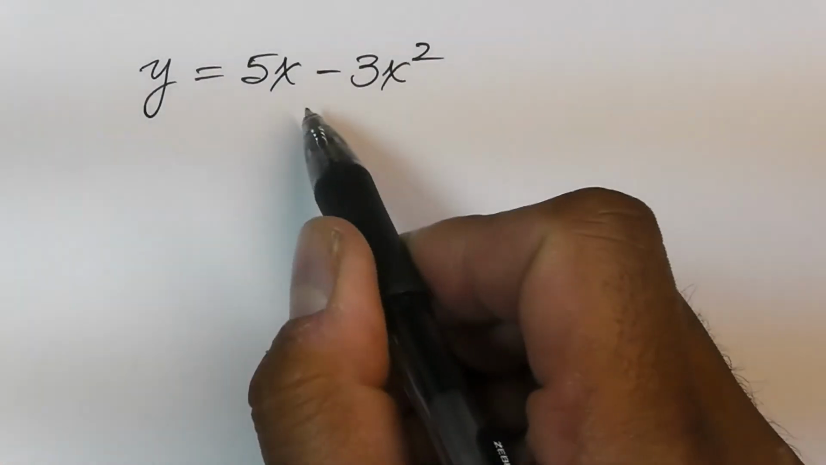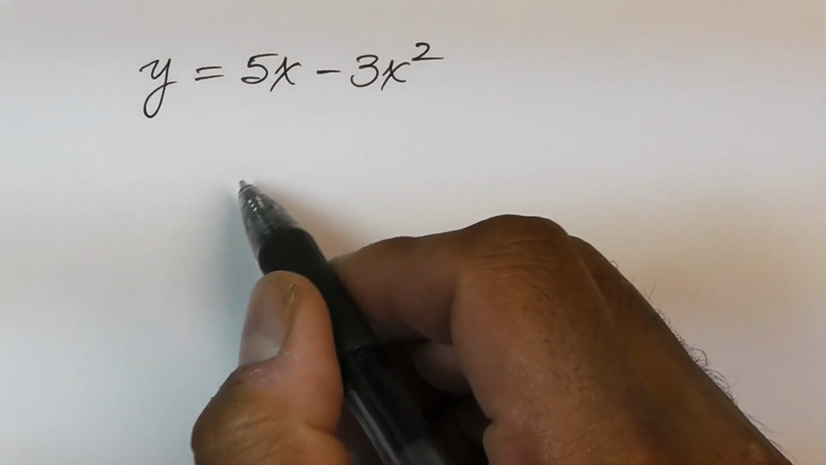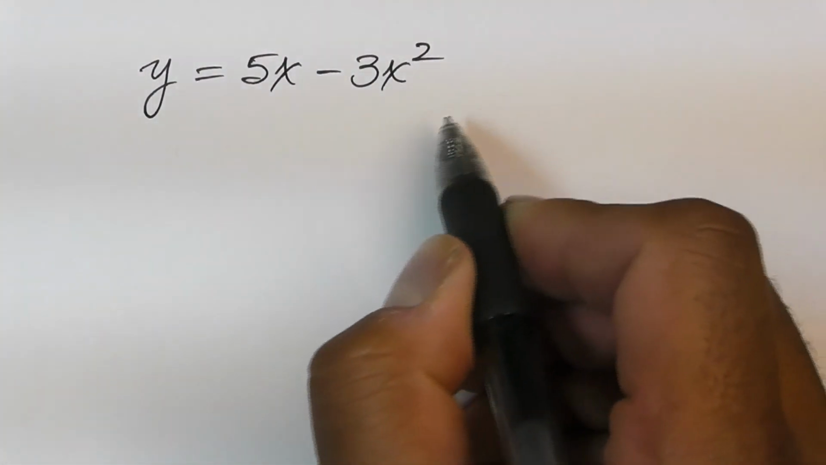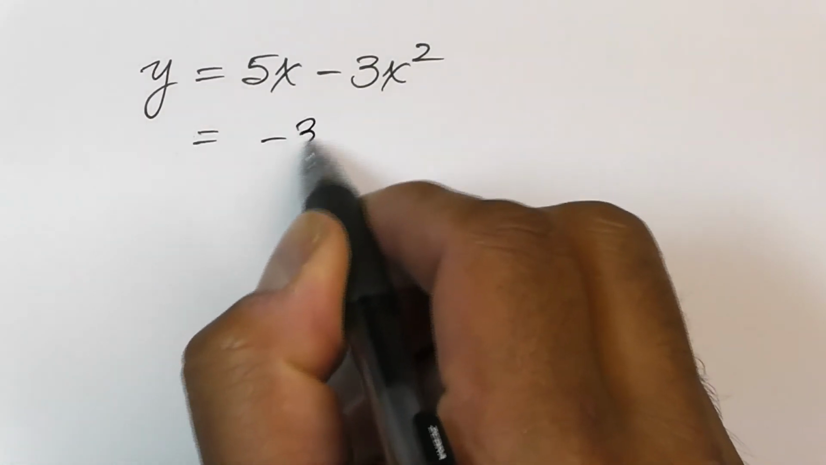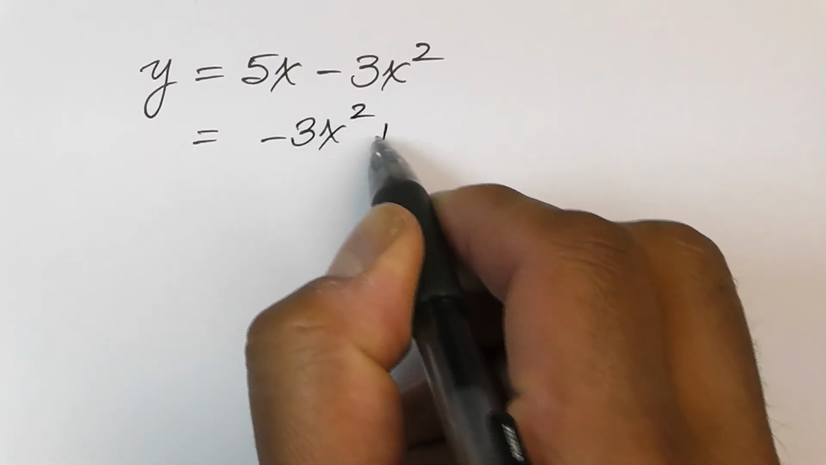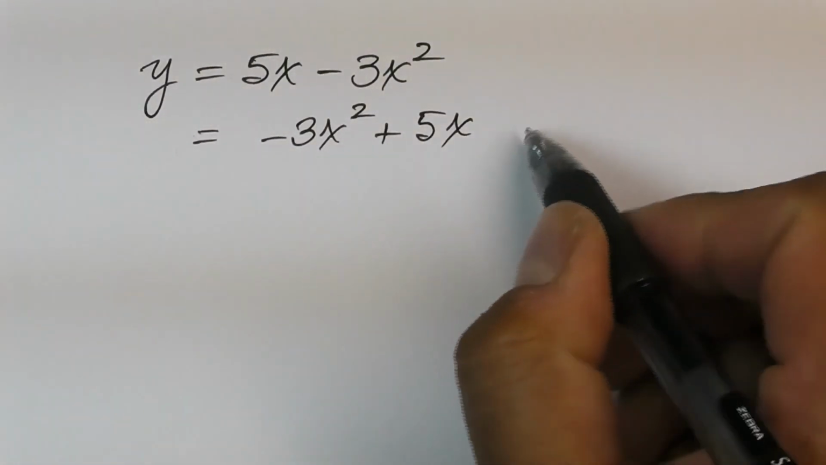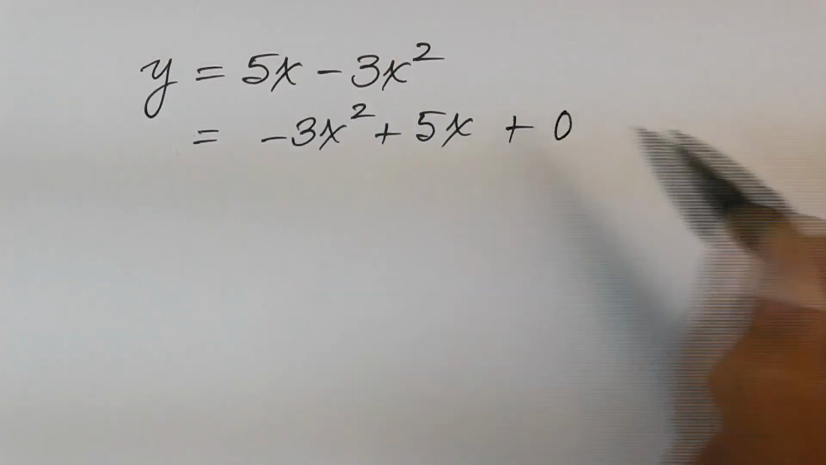The money question is something like this. It's just a variation on theme. Basically, you just don't have a c value. But we're going to rearrange it. Minus 3x squared plus 5x. If you feel uncomfortable, keep in mind that that's the same thing as plus 0.